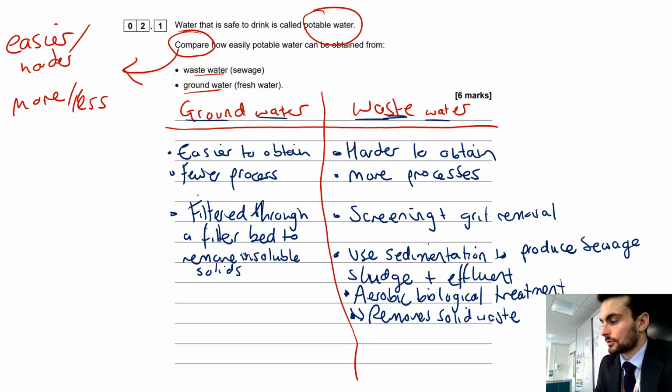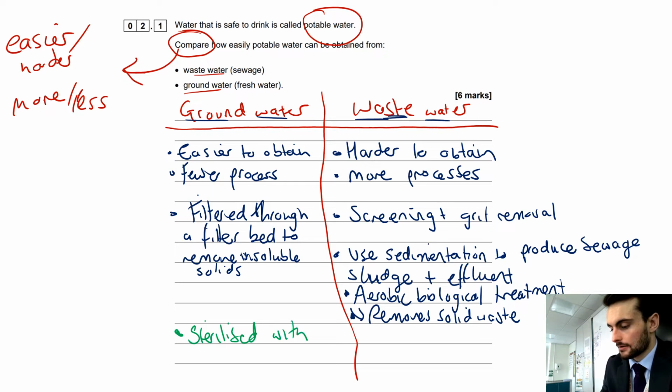Now we're getting closer to the point where they're at a similar stage, because the steps for removing the solids are a bit different. So let's go to this. I'll change colour to make it a bit clearer. Once you've filtered it and got rid of all the solids, now we need to get rid of the bacteria and stuff like that. So for this one, it's sterilised with either UV light, ozone or chlorine.